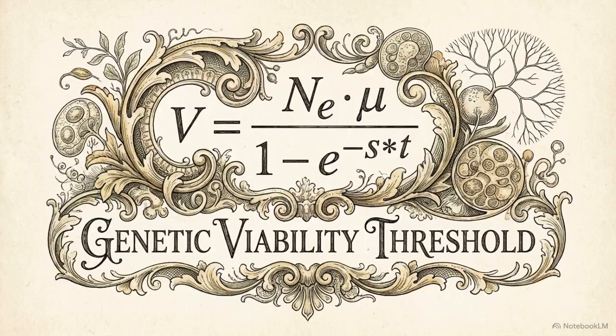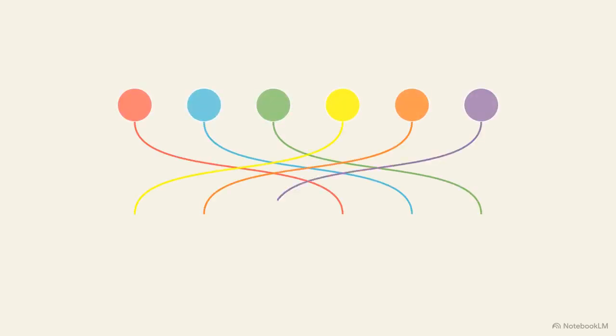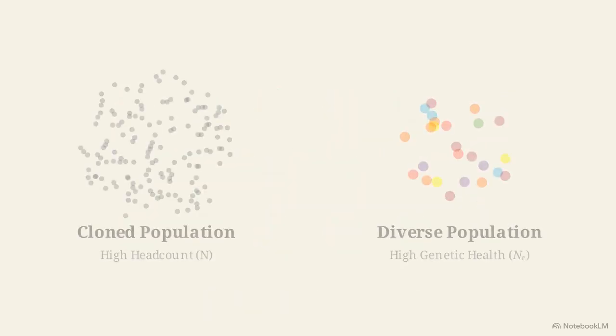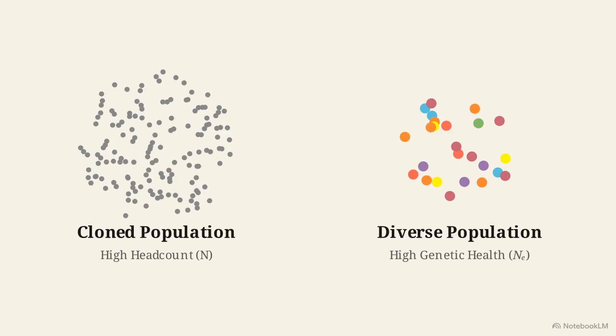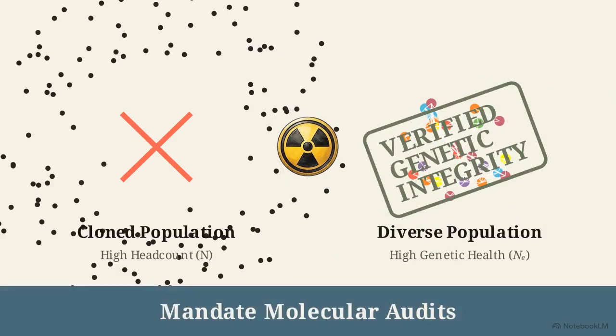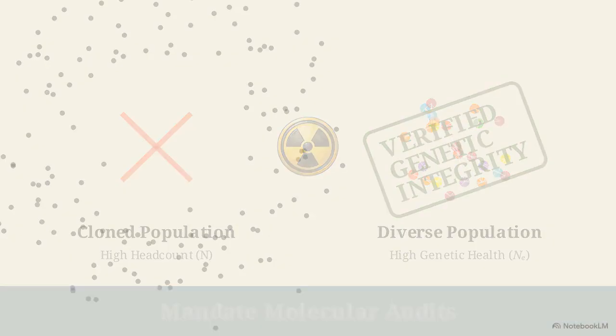For legal compliance to be accurate, the standard of measurement must shift to effective population size, or NE. This metric identifies the number of genetically unique individuals capable of passing their traits to the next generation. This compares absolute headcount against genetic health. A large genetically identical population is vulnerable to disease. A smaller population with high variation is far more resilient. Because this variation determines survival, international law must mandate molecular audits as primary verification.